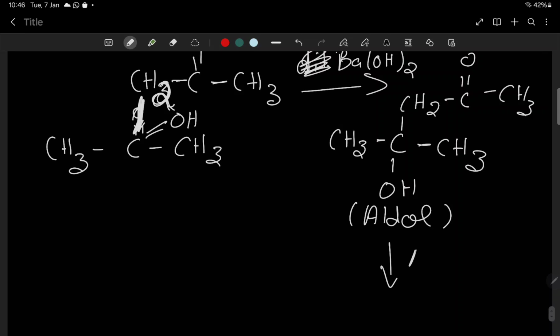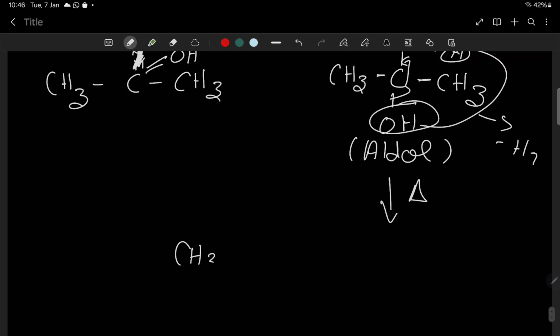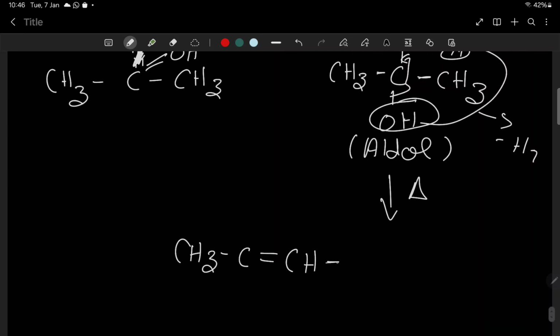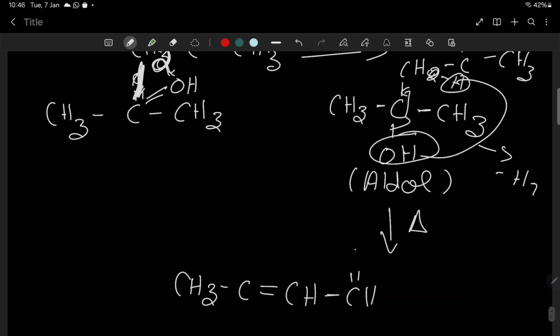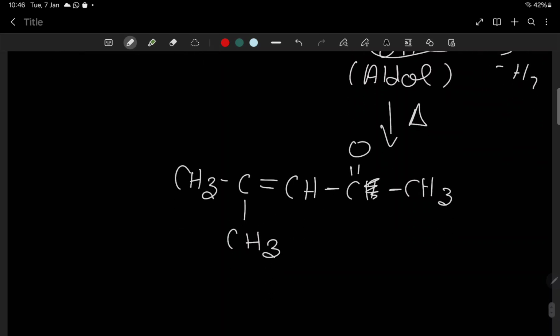Now to condense it, heat it. If we heat it, what happens? This OH will go, and one hydrogen from here also will escape as water. Now a double bond will form. So we get CH3 C double bond CH plus C double bond O CH3. This is the compound. This is the aldol condensate.